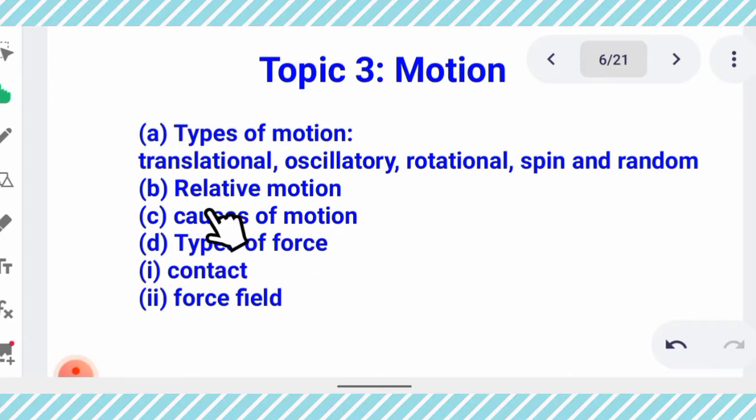Then here is B, which is relative motion, cause of motion. The cause of motion is force. Then we have two types of force. We have contact force and non-contact force, or force field. When talking about contact force, it is the force of push and pull. Under force field, you see things like magnetic force, gravitational force, and electric force. So that is all you need to know in this category.